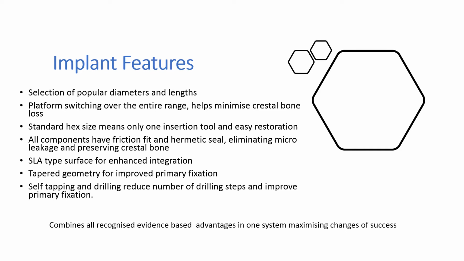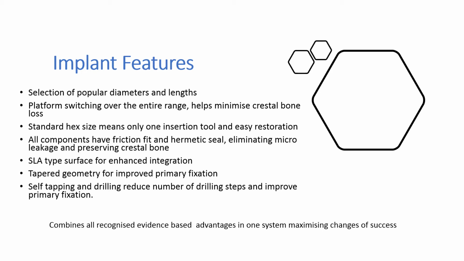What are the main features of this system? Well, it consists of a selection of popular diameters and lengths. There's platform switching over the entire range, which helps minimize crestal bone loss. A standard hex size throughout the entire range means that insertion tools and abutments can be common to all implant sizes and are standard. All components have friction fit and hermetic seal, eliminating micro leakage and preserving crestal bone.